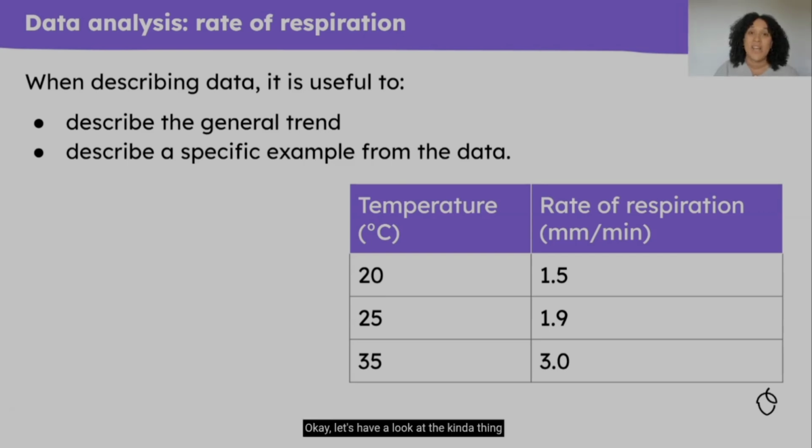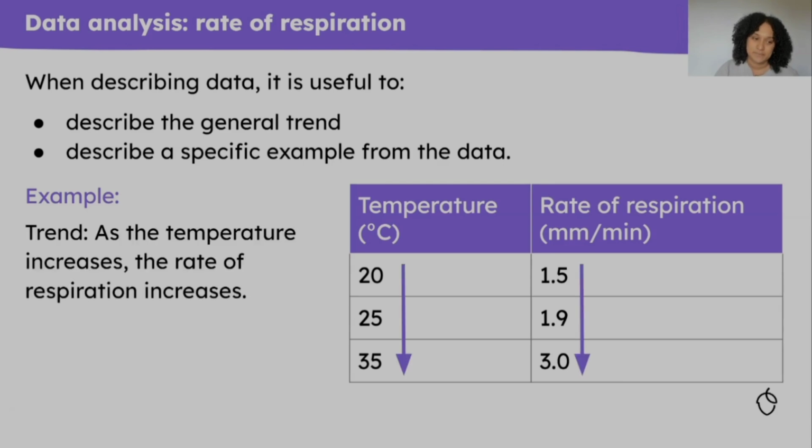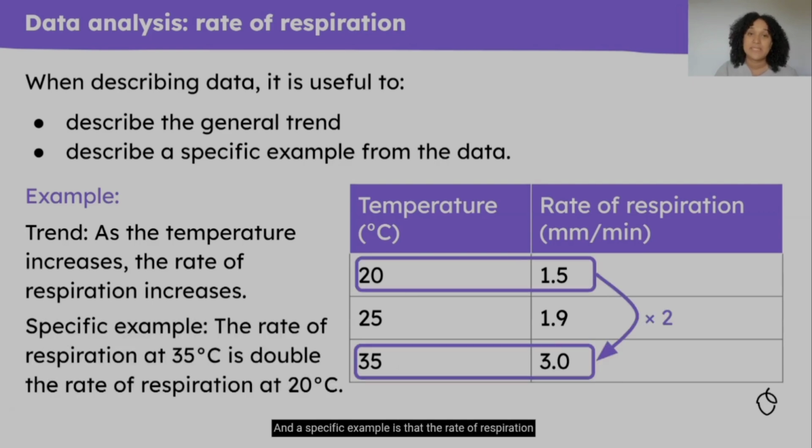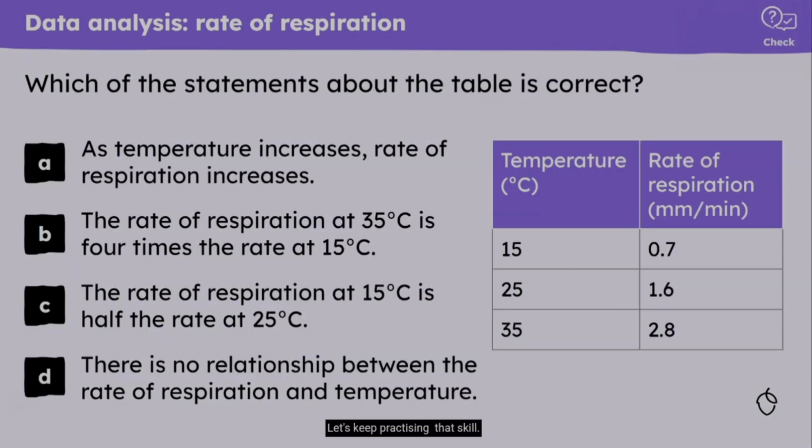Okay, let's have a look at the kind of thing that you could have said. So the general trend in this would be as the temperature increases, the rate of respiration increases. And a specific example is that the rate of respiration at 35 degrees Celsius is double the rate at 20 degrees Celsius. Great job if you noticed that. Let's keep practicing that skill.